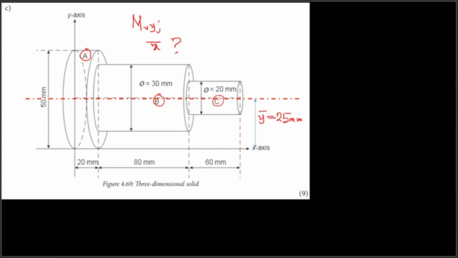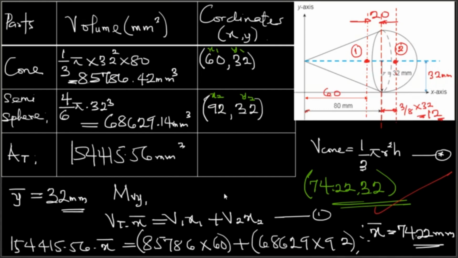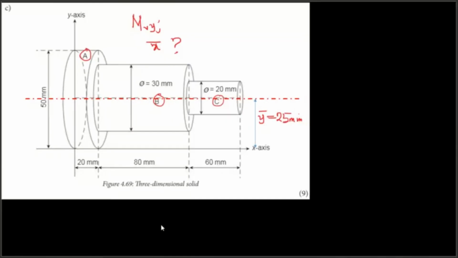I want you to solve it the same way I solved this one, by putting it in a table. I'm going to give you 10 minutes, and after 10 minutes, we can call it a day. Do it in form of a table: part, volume, coordinate, and then you arrange it. If you can get only this one, then we'll continue tomorrow.